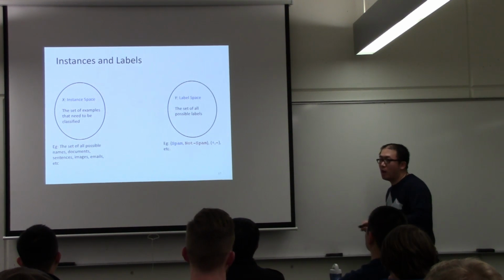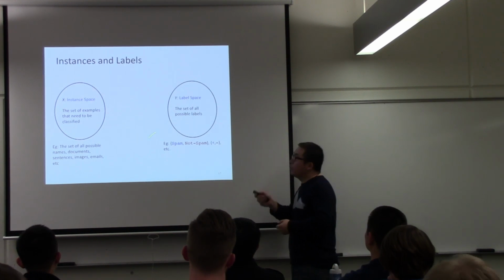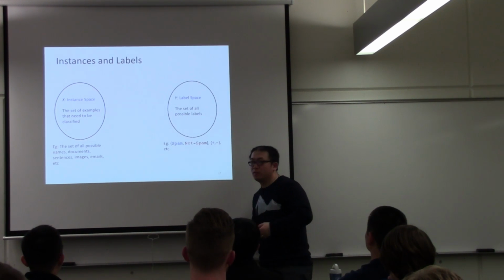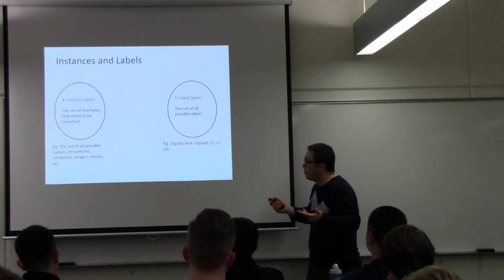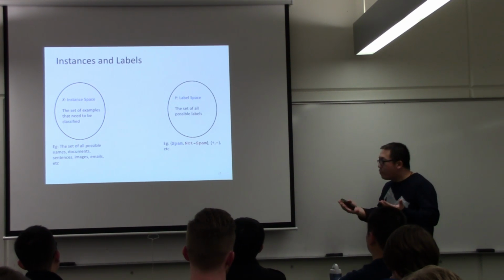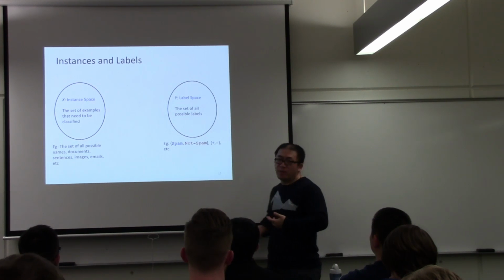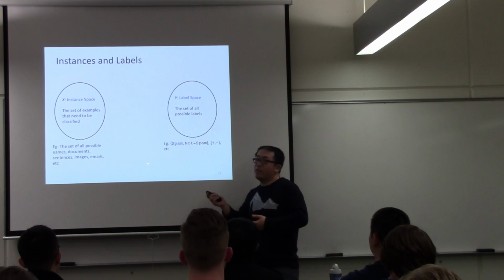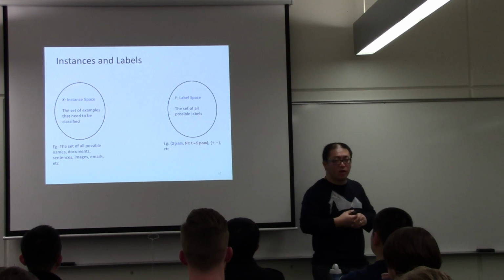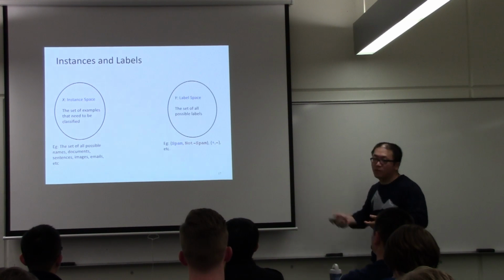The emails, right? All possible emails. And what is the label space? Yeah, just two labels, spam, not spam. And in our badge scheme, what is the instance space? Yeah, names on the badges. And what is the label space?